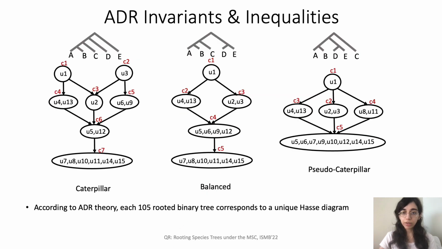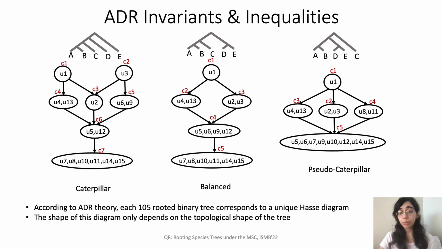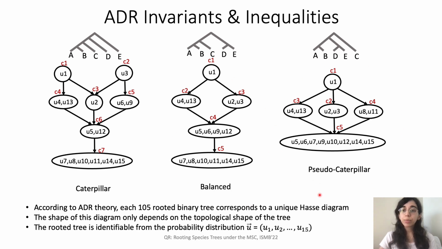According to the ADR theory, each of the 105 rooted binary trees corresponds to a unique Hasse diagram, but the shape of this diagram only depends on the topological shape of the tree. And we can see examples of these Hasse diagrams for each of the three topological shapes here. And ADR proves that given the unrooted tree and the true distribution and the U_i values, there is only one partial order out of the partial orders corresponding to the 7 possible rootings that is consistent with the true distribution.